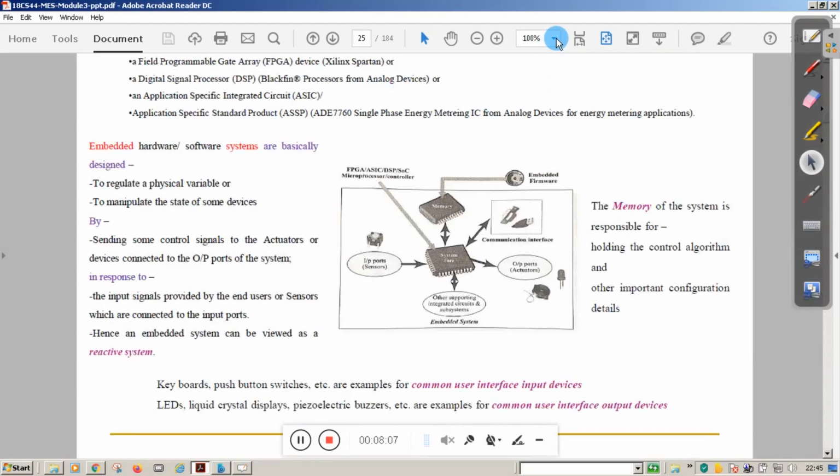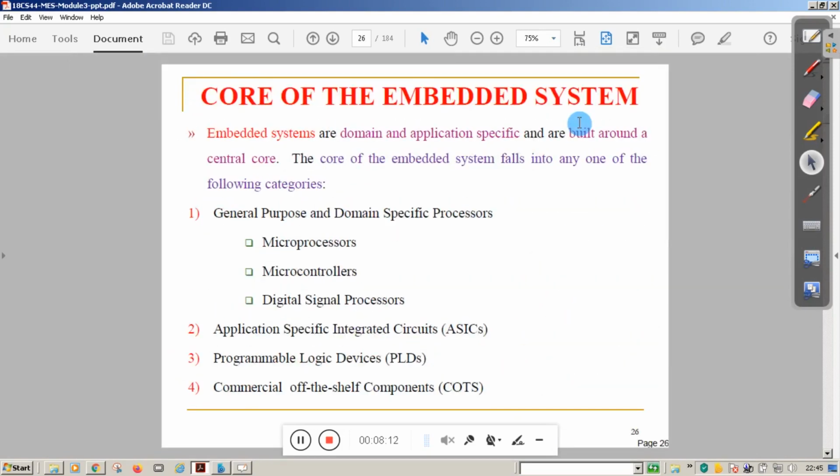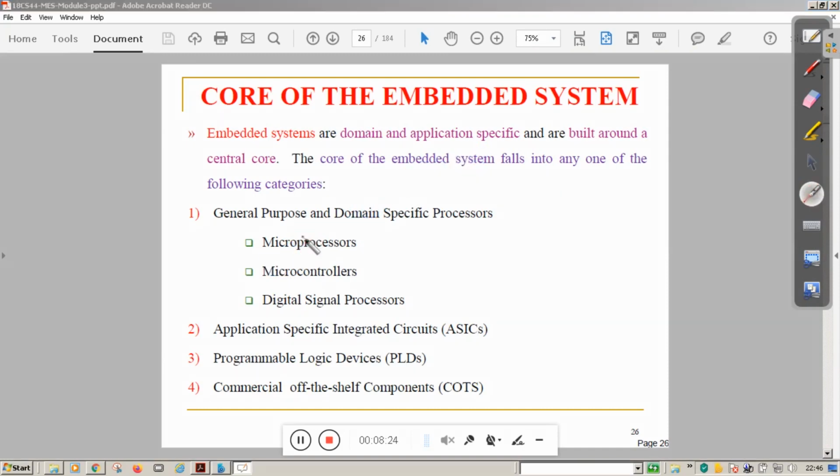So now we will discuss one by one the core of the embedded system. First we will see the controller. Controller can be, as I said, a microprocessor, microcontroller, digital signal processor, ASIC, or programmable logic device, or sometimes commercial off the shelf components, COTS. So these are different types of controllers used here.